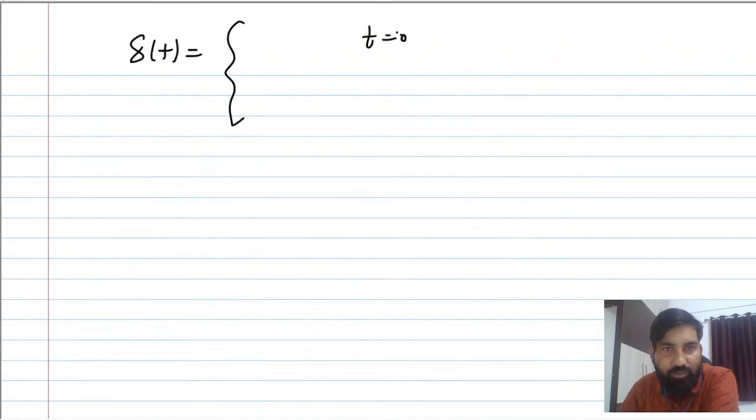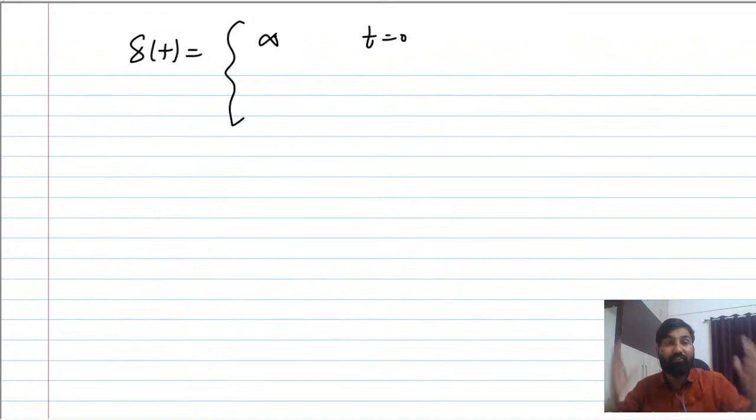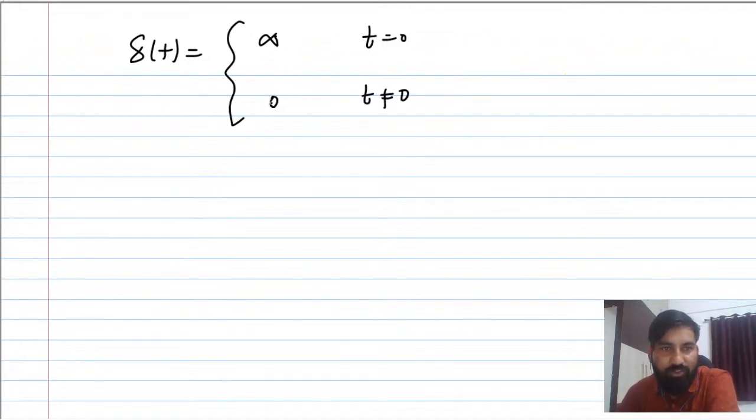So what will be the definition of the impulse function? We always denote the impulse function with the help of delta t. Delta t is nothing but, at t equal to 0, you get infinite amplitude, which is not possible. Is it possible to generate infinite force within 0 time? No, it is not possible. But we are approximating the rectangular pulse into the impulse. And other than 0, it will be 0. So this is the definition of the impulse function.